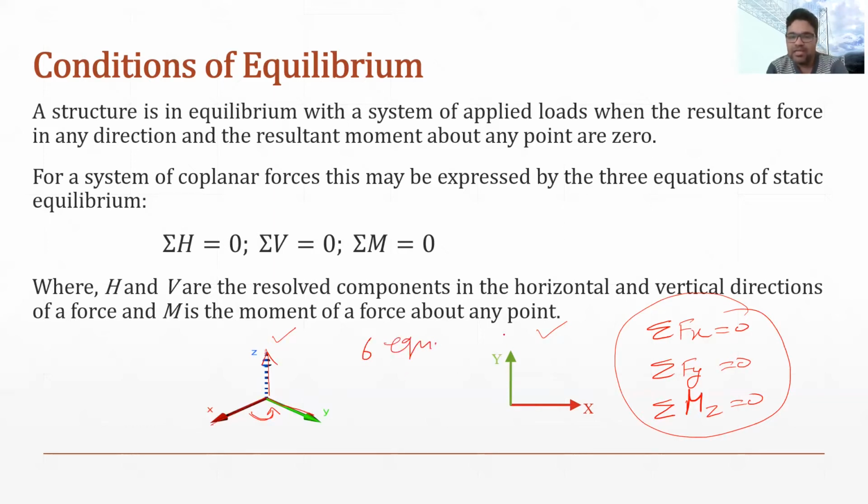But when we are analyzing the elements in two dimensions, we will have three equations only. The summation of forces along the x-axis and the summation of forces along the y-axis should be 0, and the summation of the moments of all the forces about the z-axis should be 0. Once we arrive at this condition, we say that the condition of equilibrium is achieved.